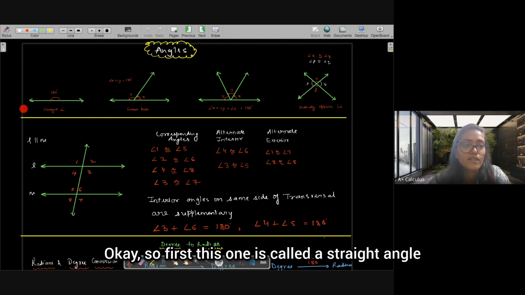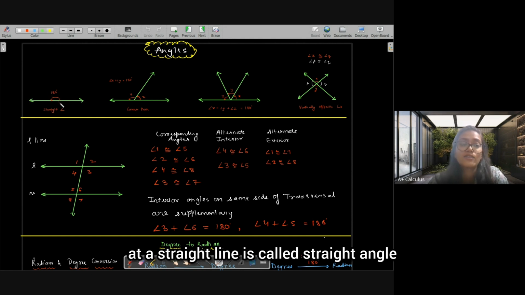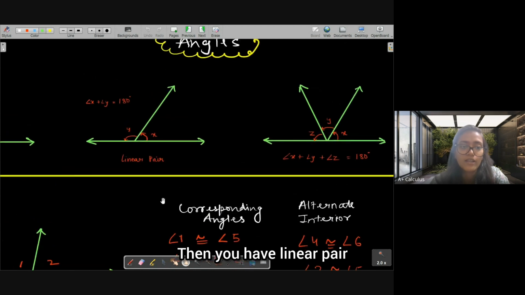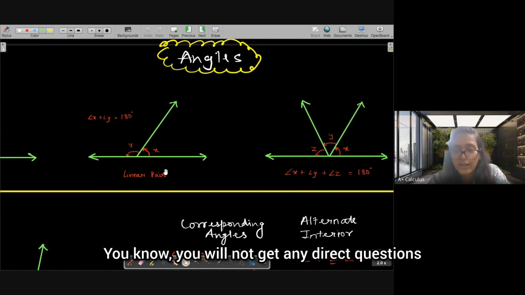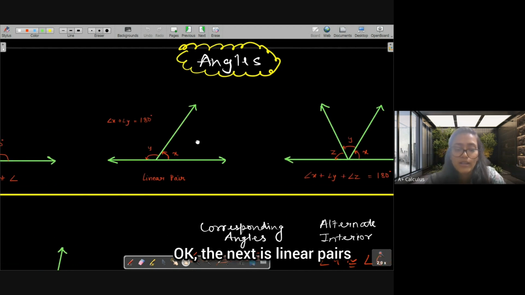Okay, so first, this one is called a straight angle. If you see a straight line, the angle formed at a straight line is called a straight angle, and it measures 180 degrees. Then you have linear pairs. You will not get any direct questions based on these concepts, but these concepts will be tested in combination with other questions.